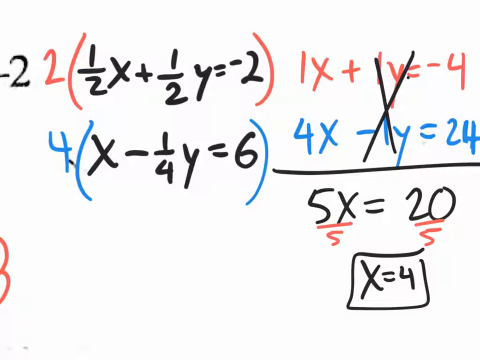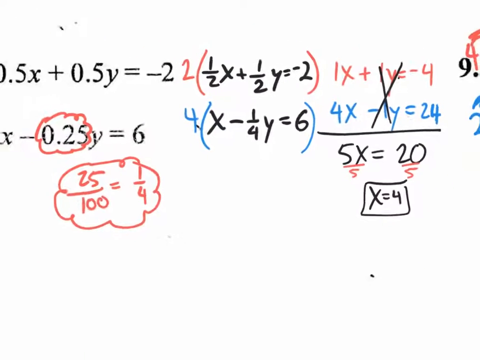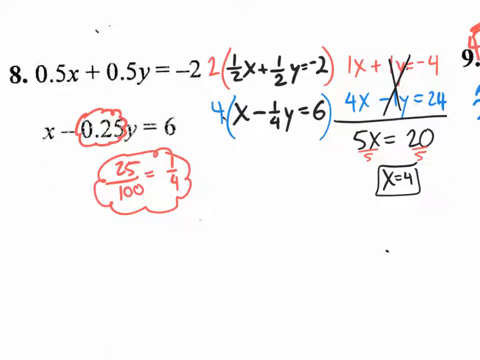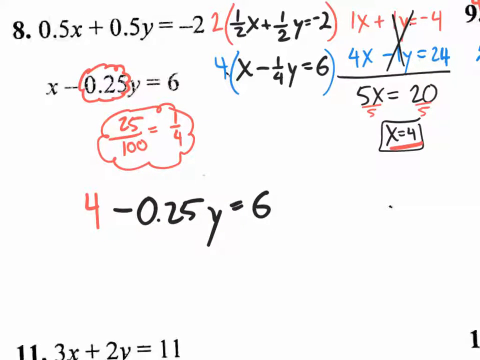Once you have one answer, you could plug it into the original equation to find the other answer, or into one of these modified equations. So if we went for the original, let's plug it into the bottom equation. That'll be a little easier. X is 4, and then it says minus 0.25y equals 6. Once again, just change the 0.25 to 1/4. So you really have 4 minus 1/4 y equals 6.